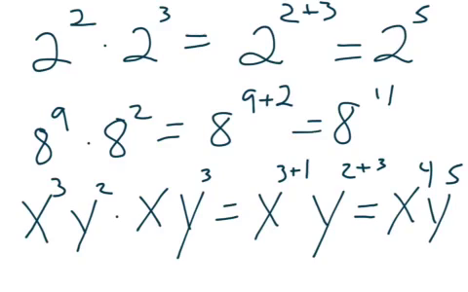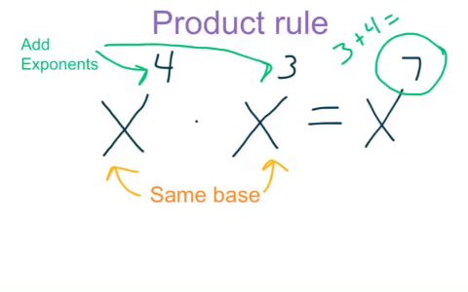So the product rule for exponents means that you take exponential expressions with the same base and you add the exponents together to figure out what the product is. x to the 4th times x to the 3rd equals x to the 7th.